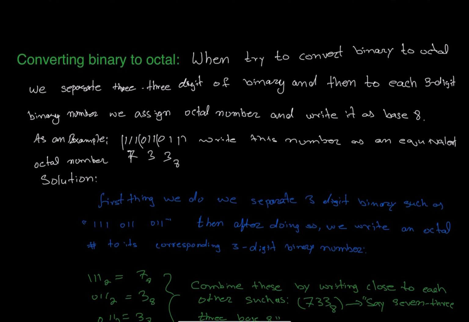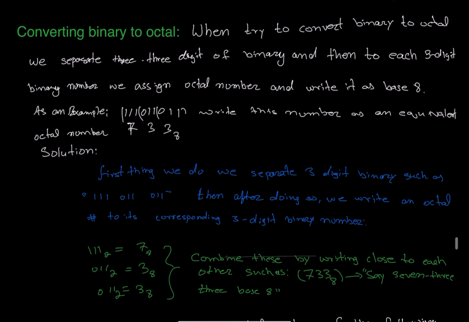Looking at the table, or you can memorize them. It's not that hard. 0 to 7 is only like 8 things to remember. It shouldn't be that bad, but you can do either way. Okay, so that's an example here.